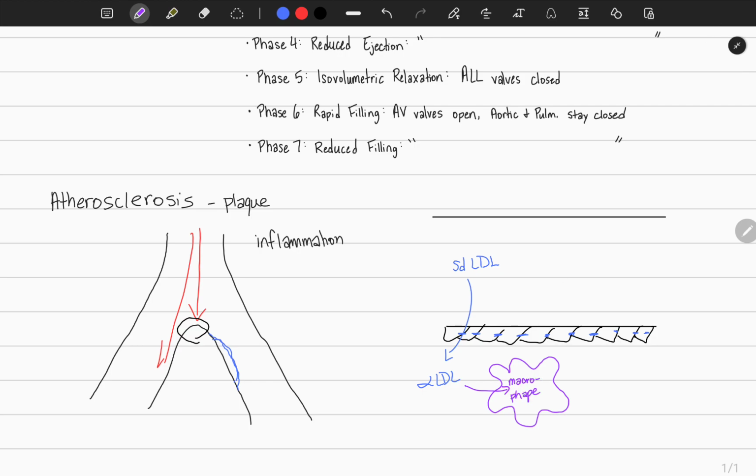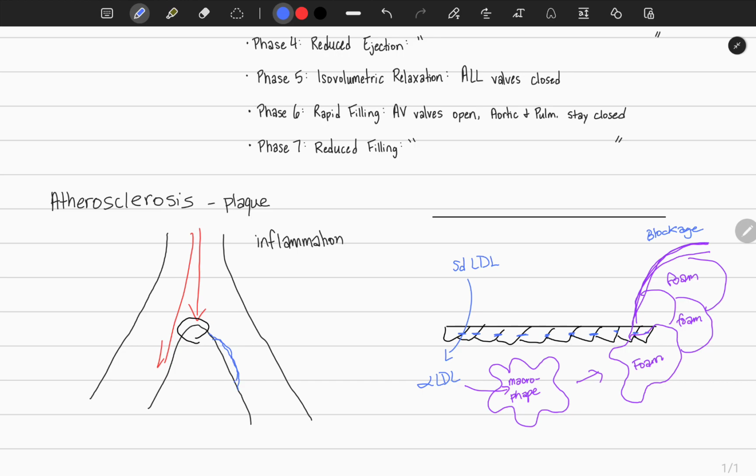So once this macrophage eats the alpha LDL, it's going to turn into a foam cell, which will actually push itself into the intima, and it's just going to build on top of each other. So this is a foam cell, and all this which is built on top of each other, causing a decrease in the lumen size, and this can be potentially a blockage.